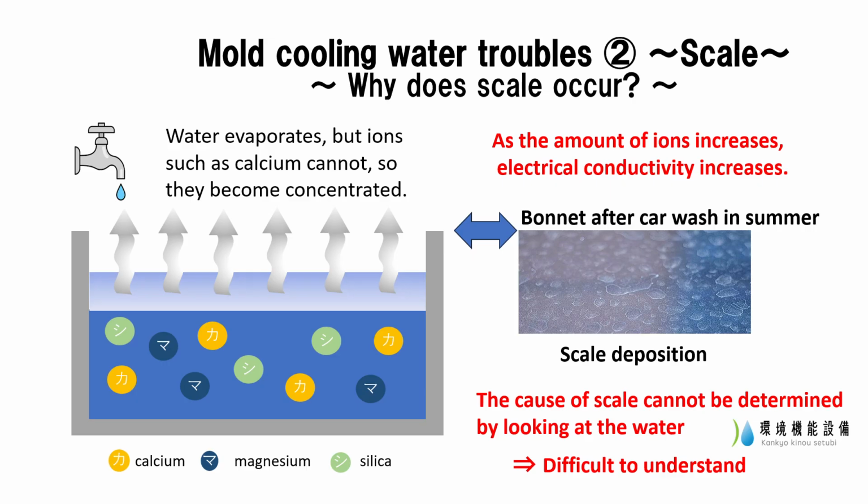The photo on the right shows a car washed on a hot summer day. The water was allowed to evaporate without wiping. A clear white scale remains on the hood. Scale formation works on the same principle. The ions that cause scale are colorless. Because they are colorless, we tend to perceive clear water as clean water. This is a trap where we don't realize the water is bad until problems occur.